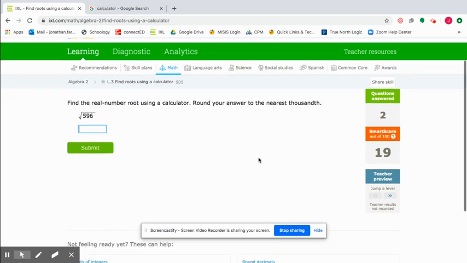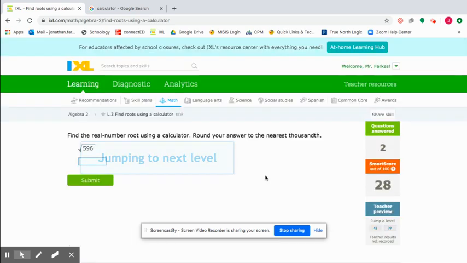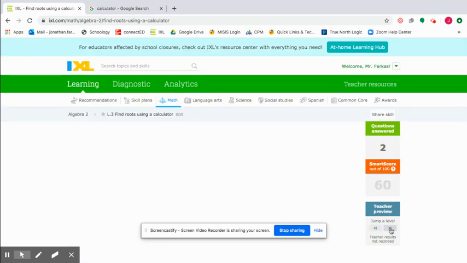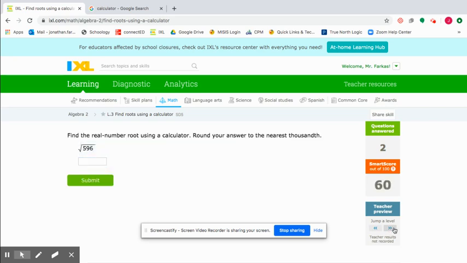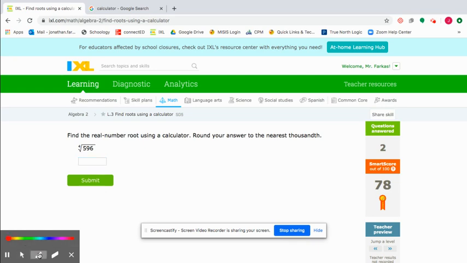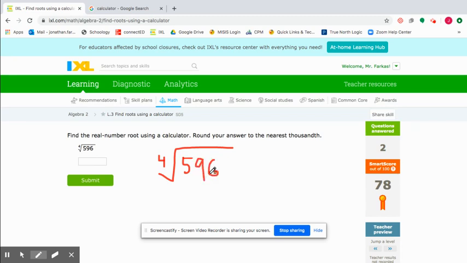All right, I'm going to skip to the next level so you can see what we do when we have something greater than a square root. Here you see the index is no longer a 2, there is a number right here, a little 4. So what do we do in this case? Here we have the 4th root of 596. Now let's go back to this calculator.